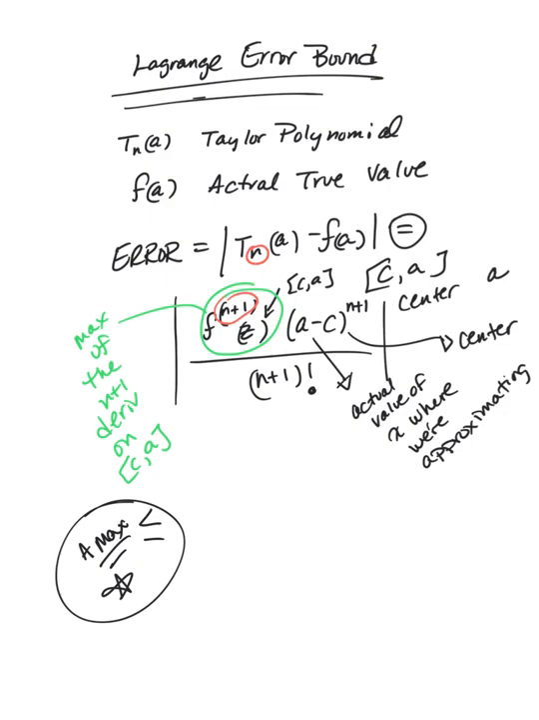Then you're going to multiply that by the difference of the x value where you're approximating minus your center. So let's say you're approximating at 0.1, but your center is 0. That would be 0.1 minus 0. You raise that to the 4th power, and then you divide all of that by 4 factorial, because remember, n plus 1 is 4 since n was 3. That's it. It's that simple.